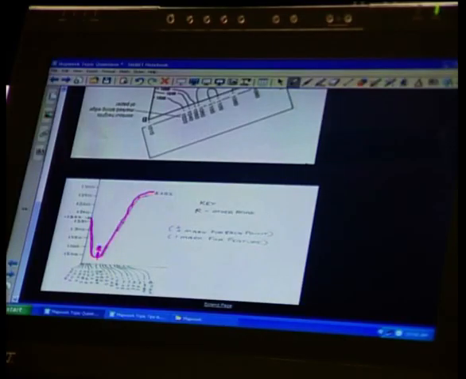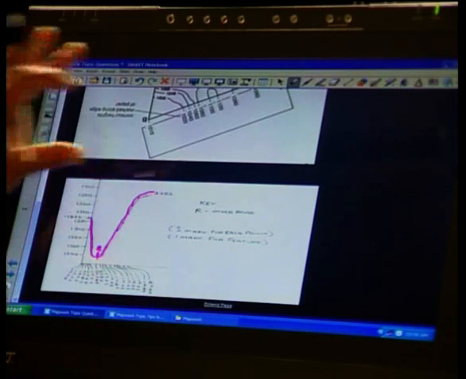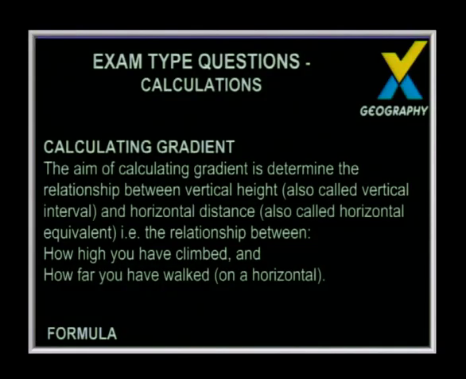Leave it for the end if you have a problem with regards to that. And I do apologize that I couldn't do it in much more detail, but speak to your teachers and people that know it and sit and practically do as many cross sections as you can. The next calculation, gradient. Remember, that's a ratio, but we'll go through it.